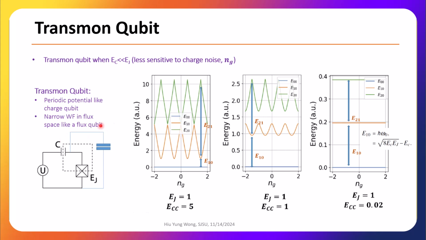And people find that if you shunt it with a large capacitor, then it will be pretty constant and insensitive to the background charge. Although you see the anharmonicity is decreased, however, it is still acceptable. So this is the so-called transmon qubit, made by having a Josephson junction in parallel with a large capacitor.